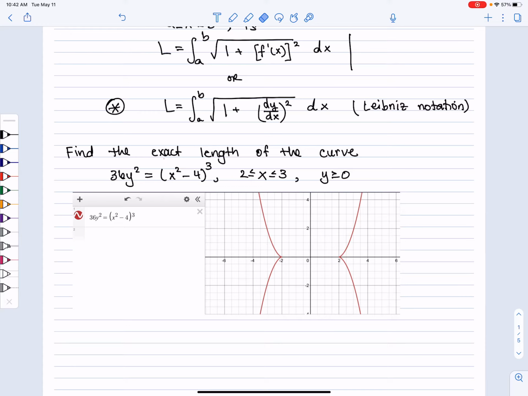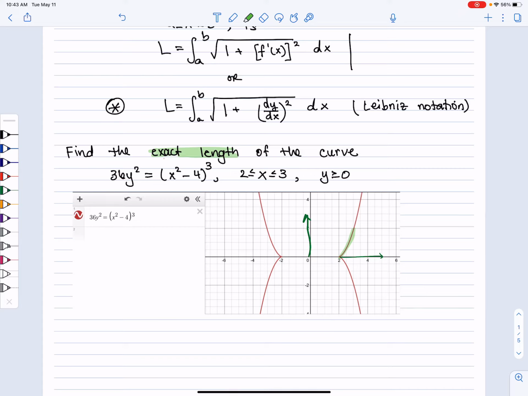So since we are looking at y values that are greater than or equal to 0, we're looking at the top part of the graph. And then we're looking at x values between 2 and 3. So what we are doing is finding the exact length of the curve for positive y values and x values between 2 and 3. So we're looking at this part of the graph. And what we're trying to do is find that length, the length of the curve between 2 and 3 for x values.